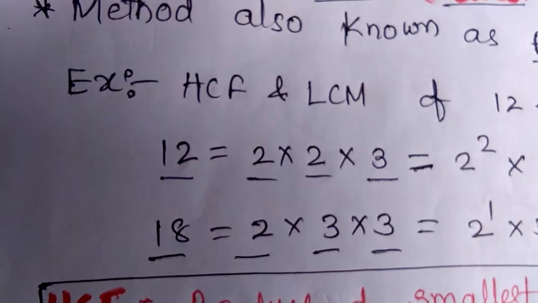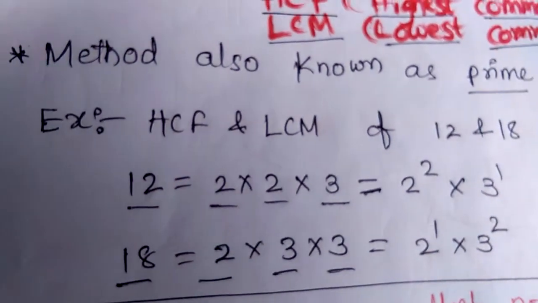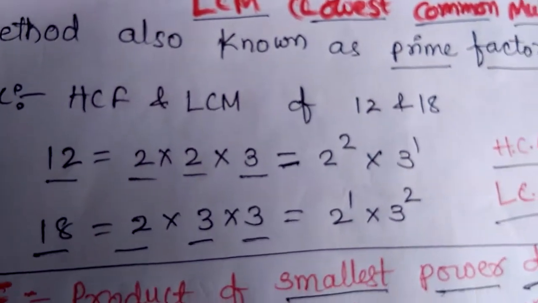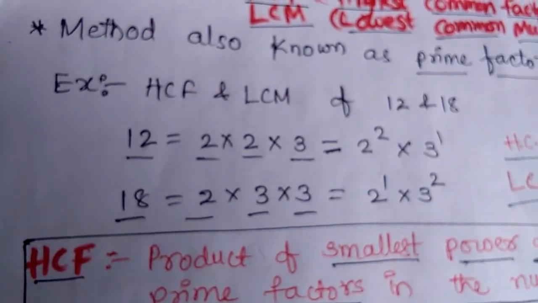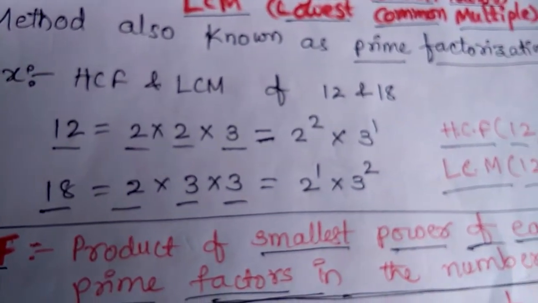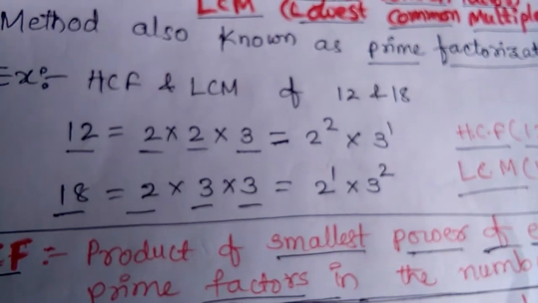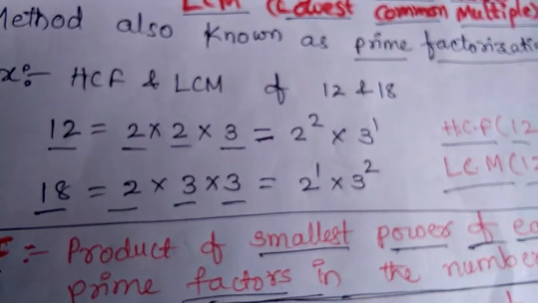Let us see a demo by using a method called the prime factorization method. Let us take two examples, 12 and 18. Their factors are 12 = 2 into 2 into 3, that is 2 square into 3 power 1, and 18 = 2 into 3 into 3, that is 2 power 1 into 3 square.